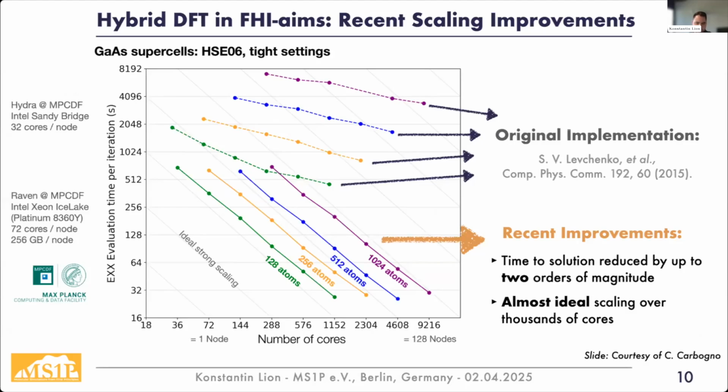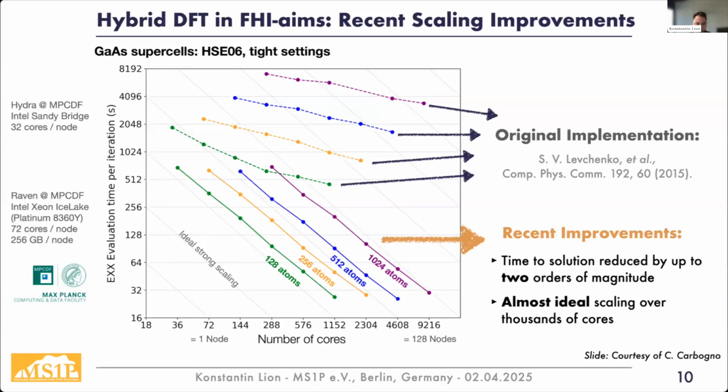And here I want to point out this is really work over more than a decade. So this really has to be stressed, that this is a lot of work by all the people involved. But we're really happy that this is in the code now. So what you see here are some benchmarks for gallium arsenide supercells with the hybrid functional HSE06. And what you see here is the strong scaling.